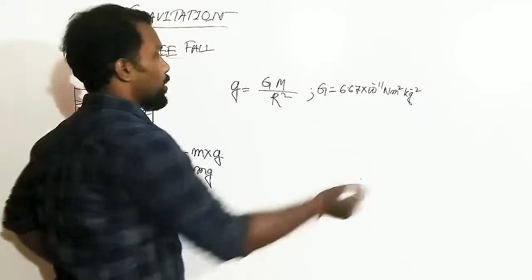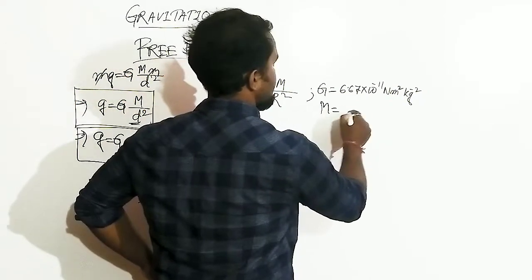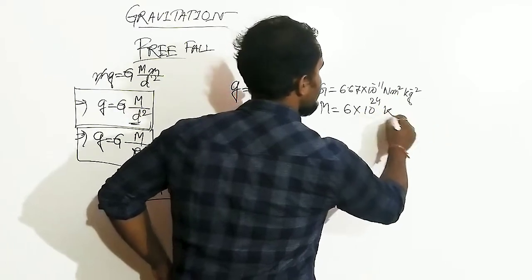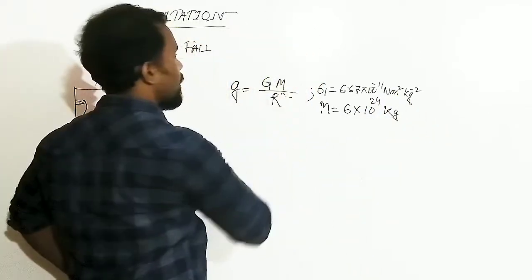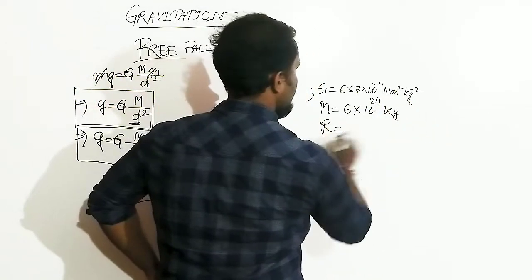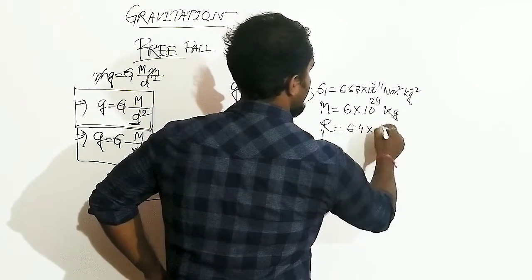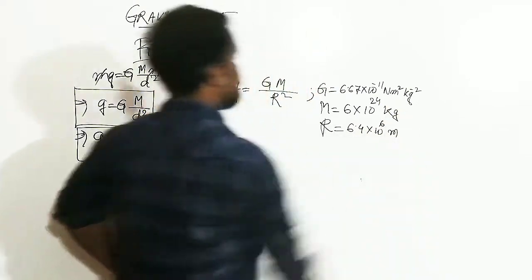Right? And what is the mass of Earth? The mass of Earth is nothing but 6 into 10 to the power 24 what? Kg. And what is the radius of Earth? R is nothing but 6.4 into 10 to the power 6 meter.